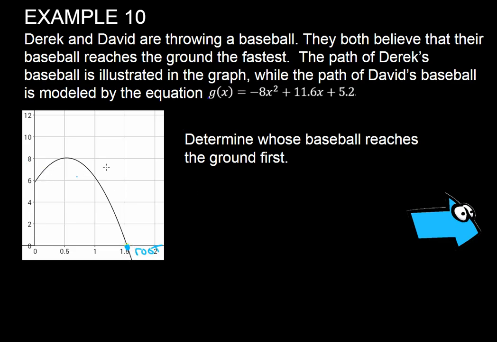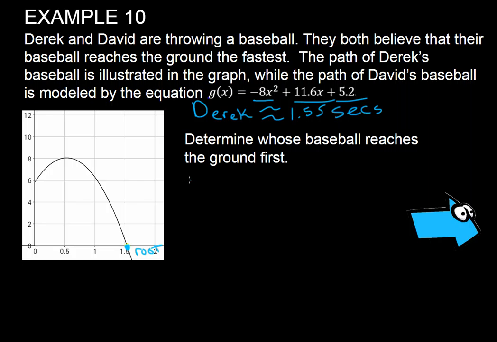So again, we know that this is Derek's. So Derek's ball, Derek is approximately 1.55 seconds. That's how long his baseball is in the air. Now we need to find out David's. In order to do that, this is not something that's factorable, so we're just going to use the quadratic formula.